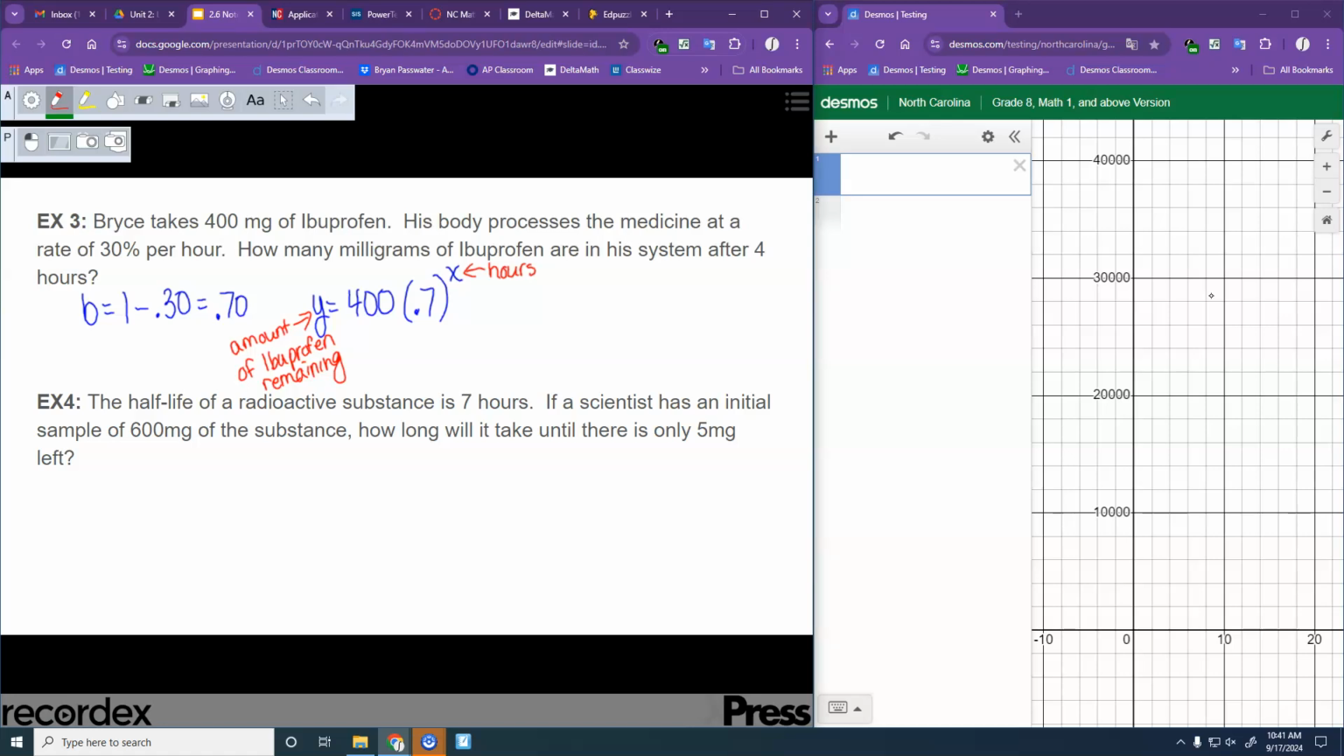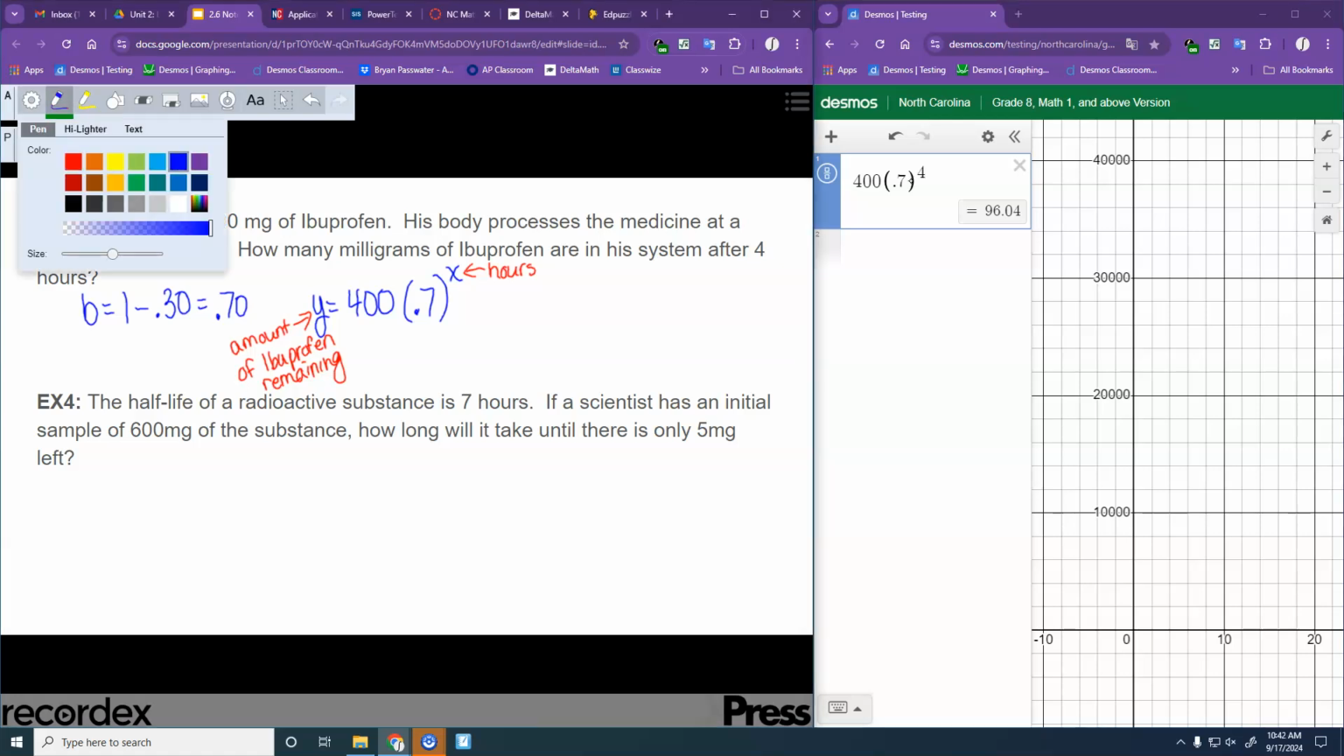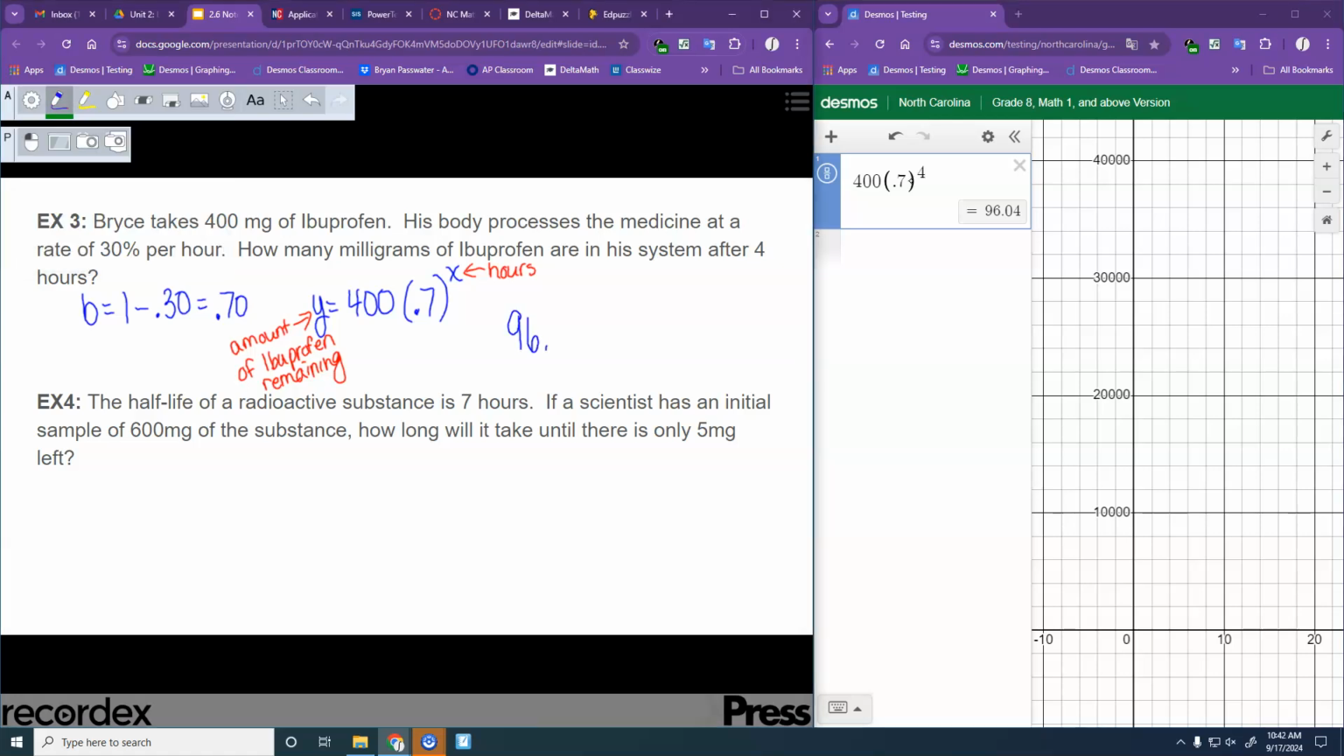Okay. So what do we need to do if we want to know after 4 hours? Just plug in 4. So we're going to have 400 times 0.7 to the 4th power, 96.04. So after 4 hours, you'd have 96.04 milligrams in your system. You start with 400 milligrams, so you have 96 left after 4 hours.